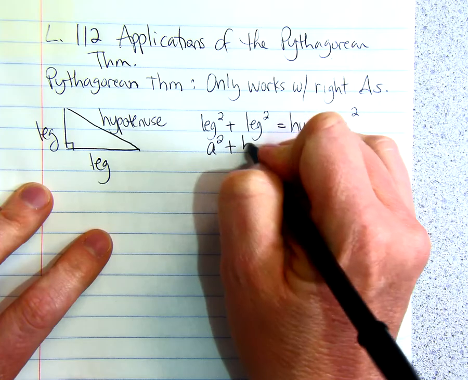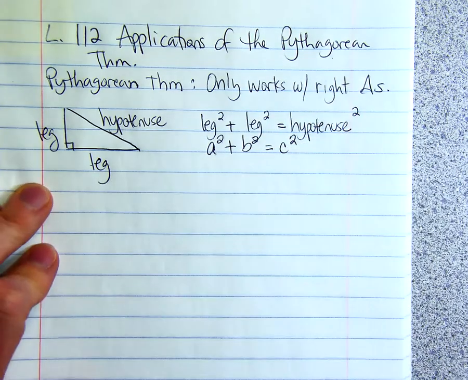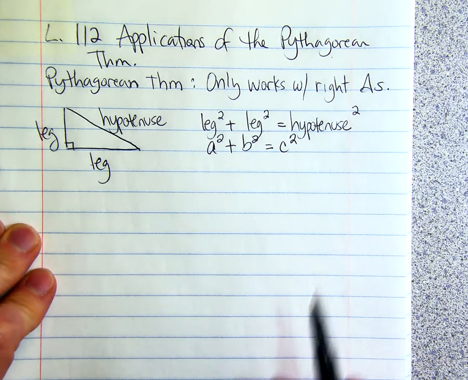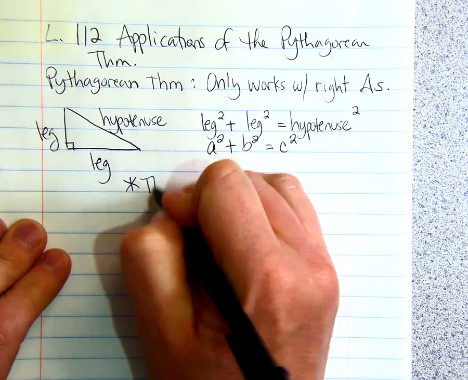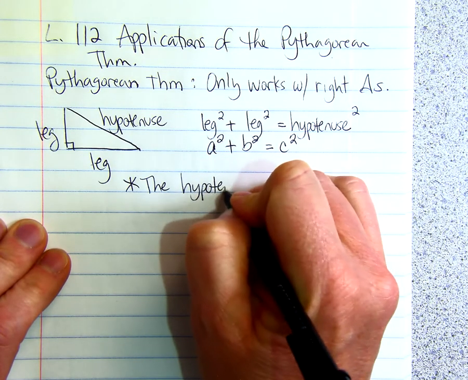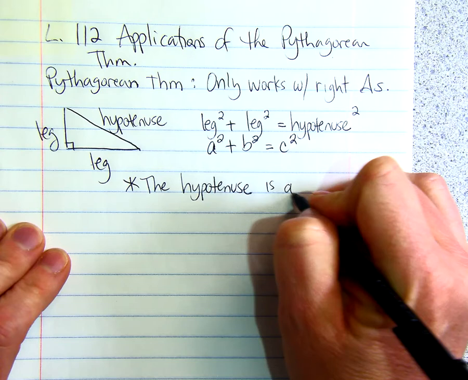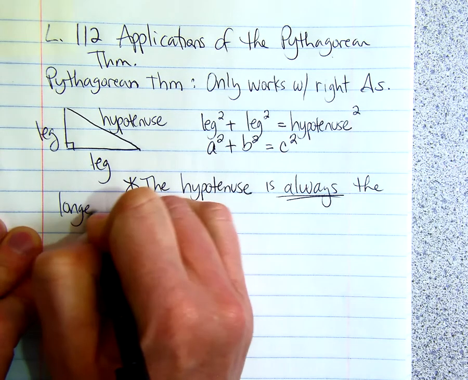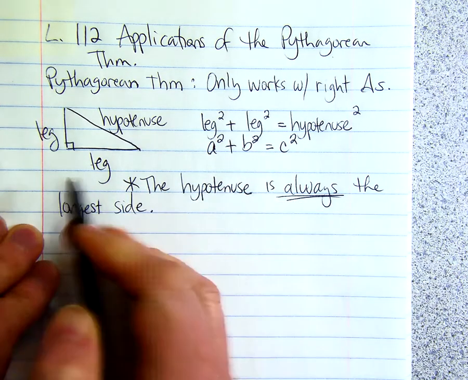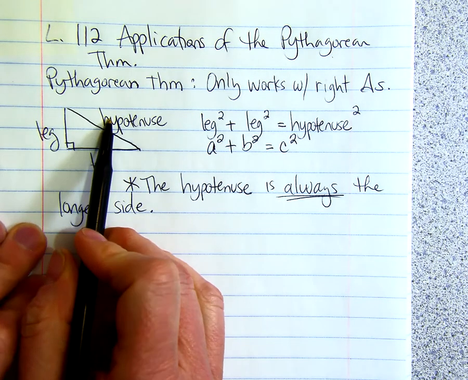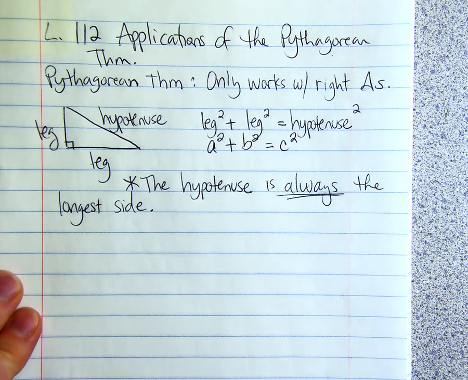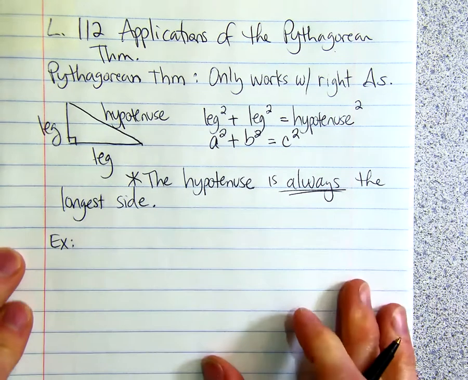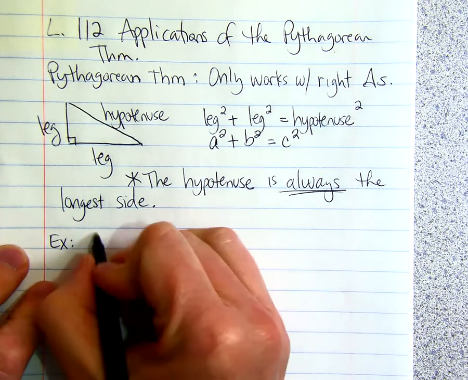Sometimes you see it written as a squared plus b squared equals c squared. It's really important when you're plugging in values to know which ones are the legs, which ones are the hypotenuse. The hypotenuse is always the longest side. It's the side that does not touch the right angle at all. It's straight across from the right angle, and it's not perpendicular with any other side. We can use the Pythagorean theorem to see if a triangle is a right triangle.